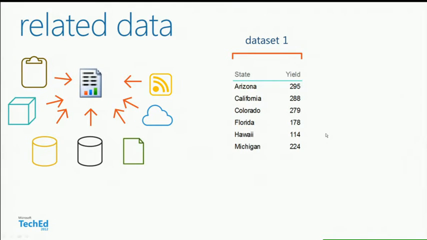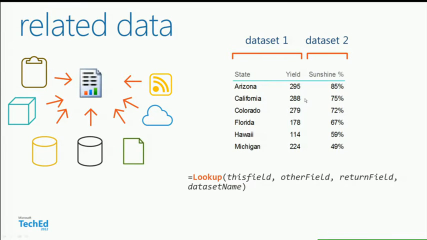But there is a basic lookup functionality that we added in SQL Server 2008 R2 that is useful in a lot of basic scenarios. Here's an example of a basic scenario. You have states, and then you have the yield for each state that comes from the main data set. You want to just pull in one additional field from another data set, which is that sunshine percentage that we showed. The thing that links them together, the join key, is the state. So how do we do that? That's where you use the lookup function.